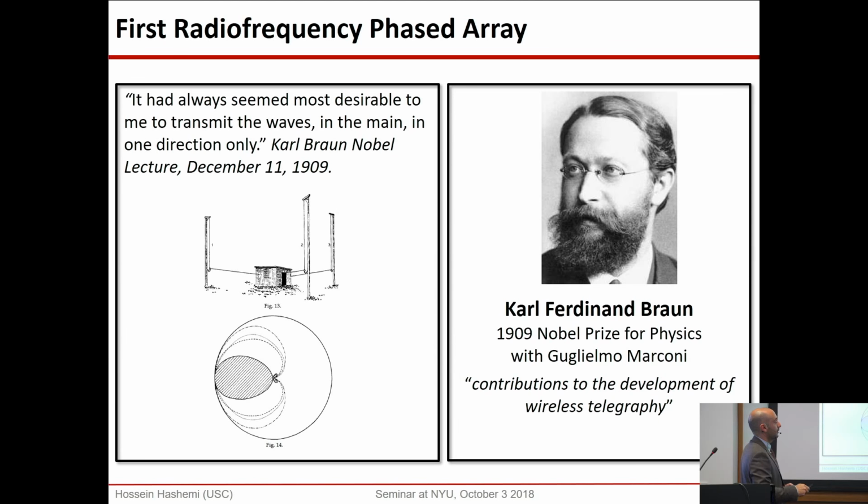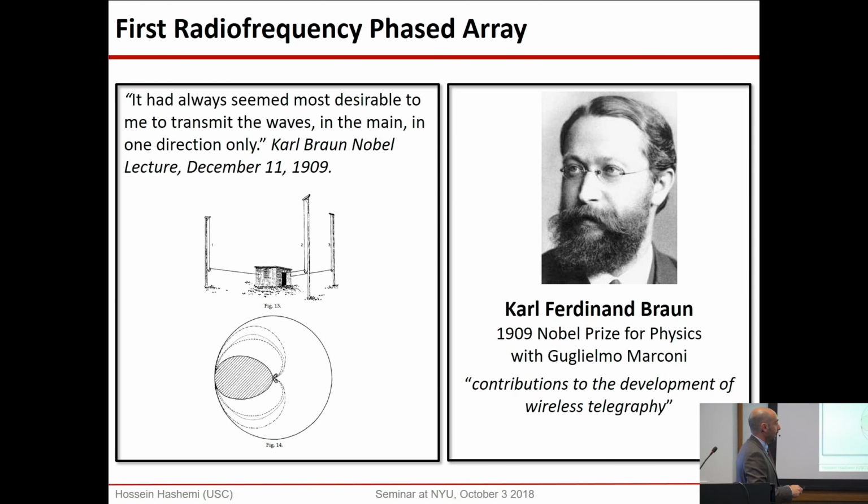And if you look at all the Nobel laureates, they give a Nobel lecture, and if you read Braun's Nobel lecture, he in fact shows you a picture of a phased array. So he shows 3 antennas, and then he says that if I construct the 3 antennas, I can form a beam in a particular direction. Of course, being in 1909, the antennas were pretty large, the frequencies were pretty low, but the concept was definitely shown way back then.